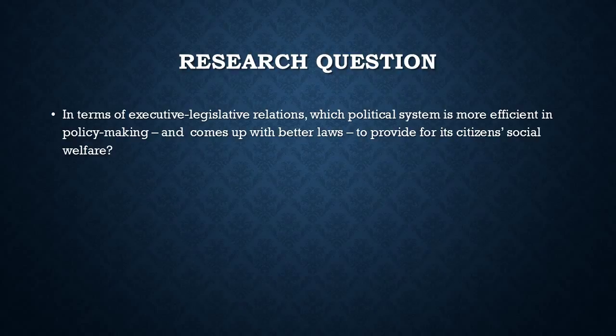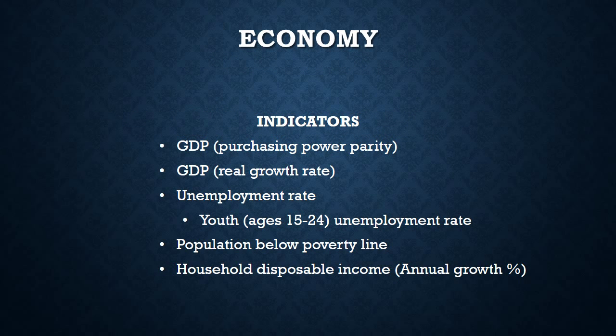The research question goes, in terms of executive-legislative relations, which political system is more efficient in policy making and comes up with better laws to provide for its citizens' social welfare? For the economic indicators, we included the GDP, PPP or the Purchasing Power Parity, GDP real growth rate, the unemployment rate, and also the youth unemployment rate aged 15 to 24, the population below the poverty line, and the household disposable income measured by the annual growth percent.